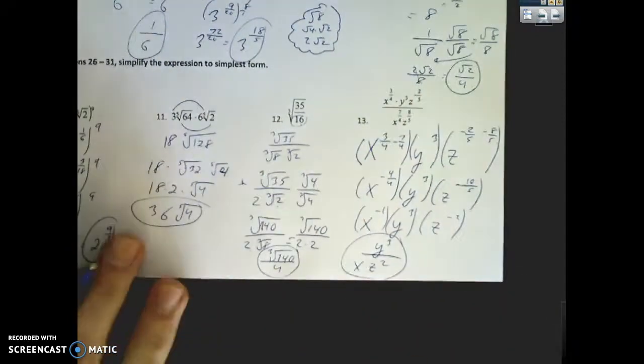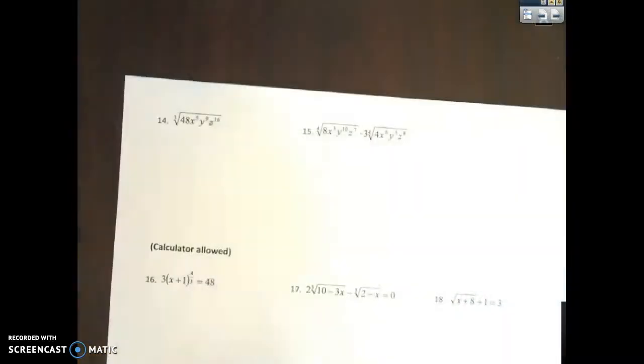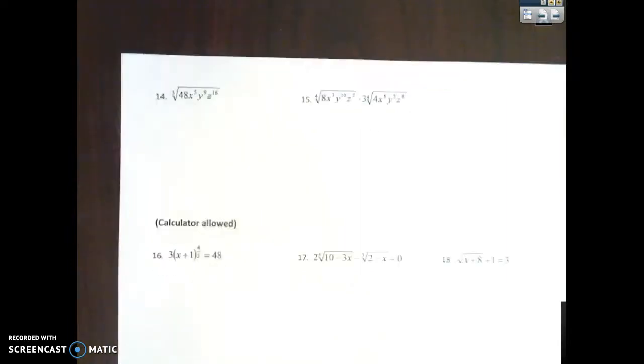Alrighty. Okay. Moving to my back. Number 14. I'm going to show you guys a shortcut here. What perfect cube goes into 48? 8, and it goes in 6 times. I'm going to leave this all just the same underneath here.